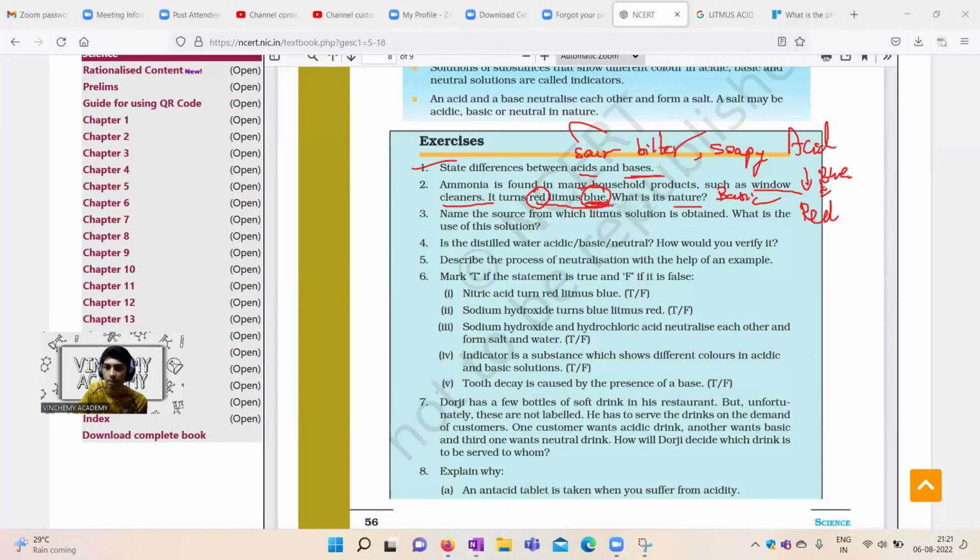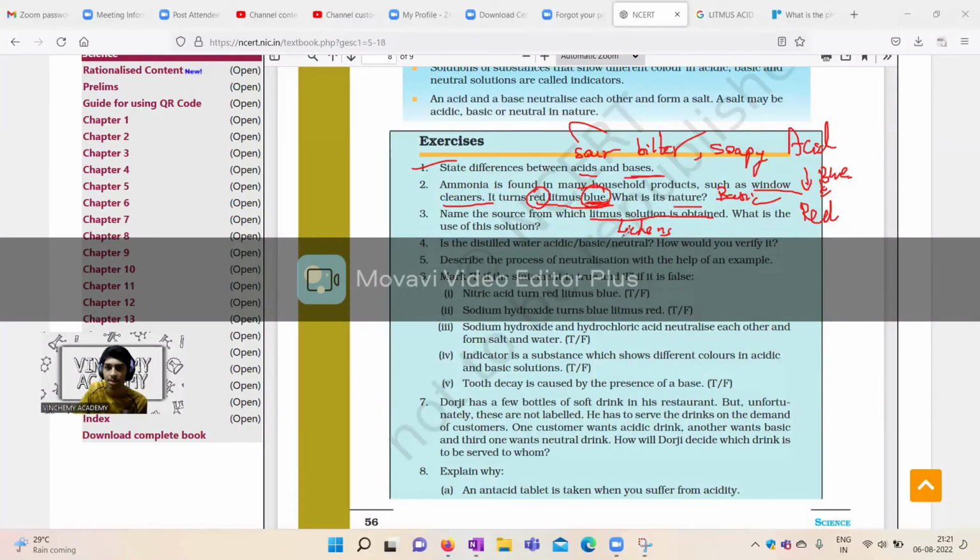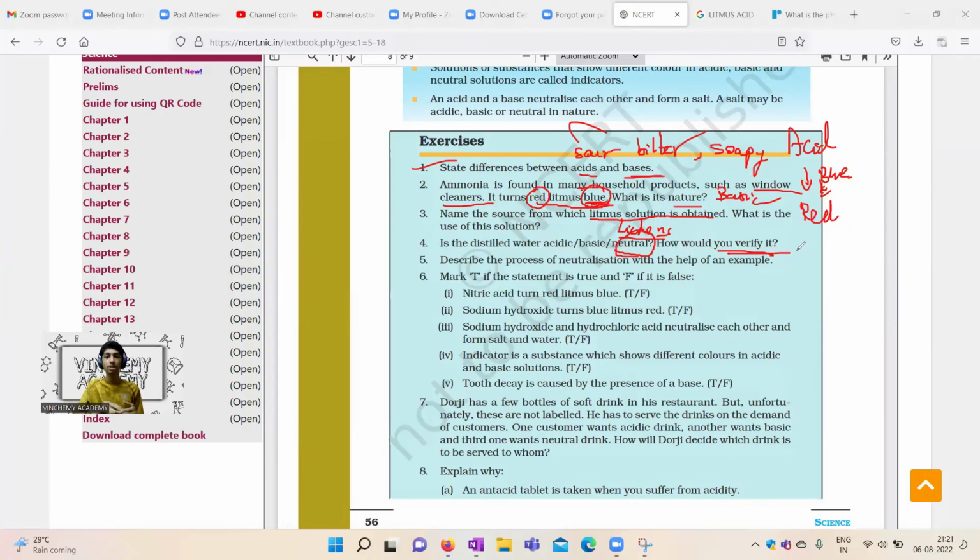Name the source from which litmus solution is obtained. I told you many times. It's obtained from a plant called lichens. This solution acts as an indicator, right? Is distilled water acidic, basic or neutral? It is neutral. How would you verify it? By using litmus solution. Don't use turmeric.